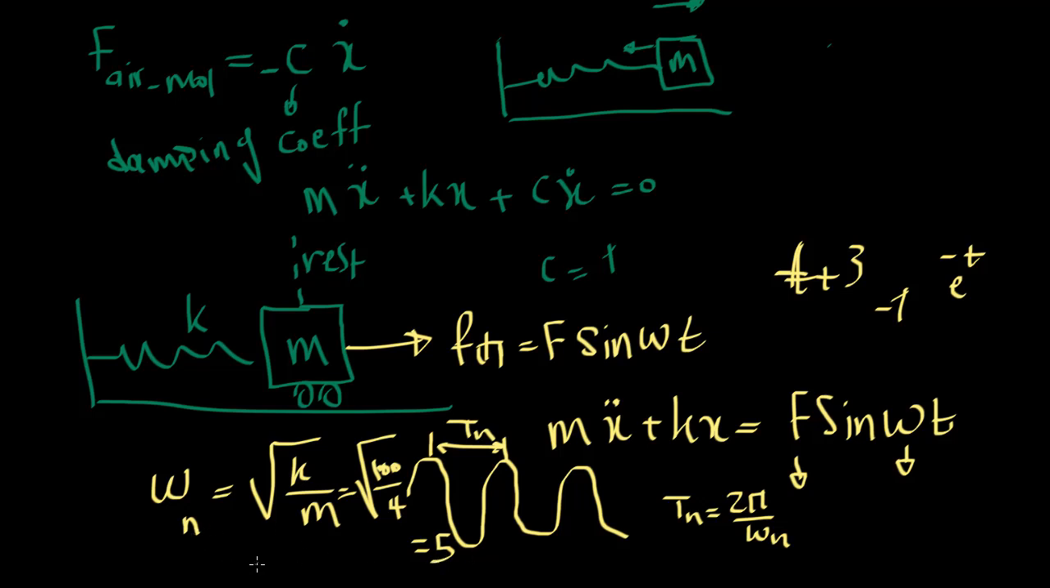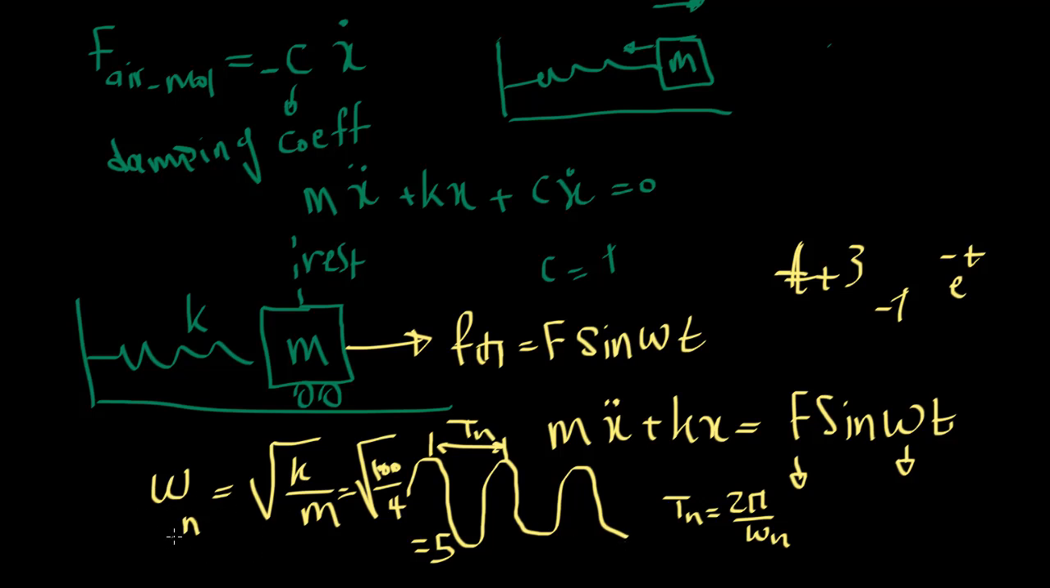So maybe it's better to say it in an organized way. So omega n, the natural frequency, means that when we have free vibration, the frequency of that free vibration is omega n. Or another easier way to think about it is that the natural period, which is 2 pi over omega n, the time that it takes between two peaks, is equal to the natural period, Tn, 2 pi over omega n. That's the first meaning of this.